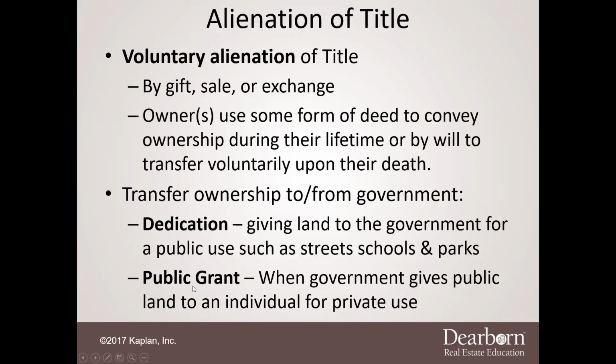The public grant is how an individual gets land from the government. The government will grant the public property to the person they're giving it to. So dedication is when you give land to the government for public use, such as streets, schools, and parks. That one you'll probably get on exams. Public grant, you probably won't, but that's when the government gives you land.